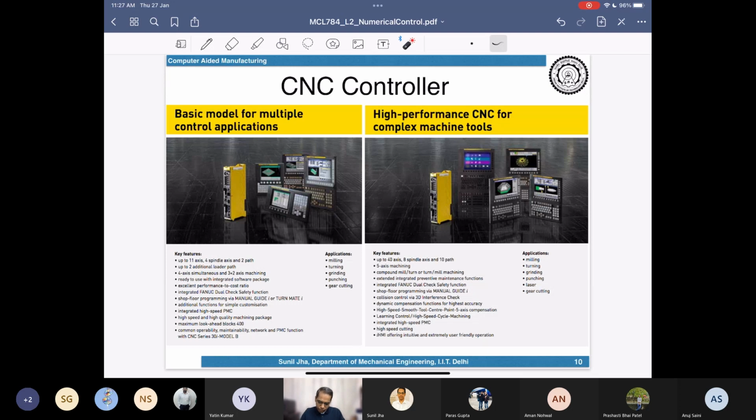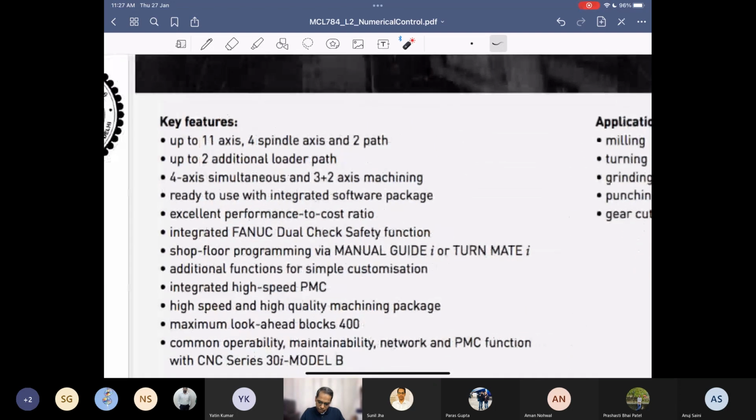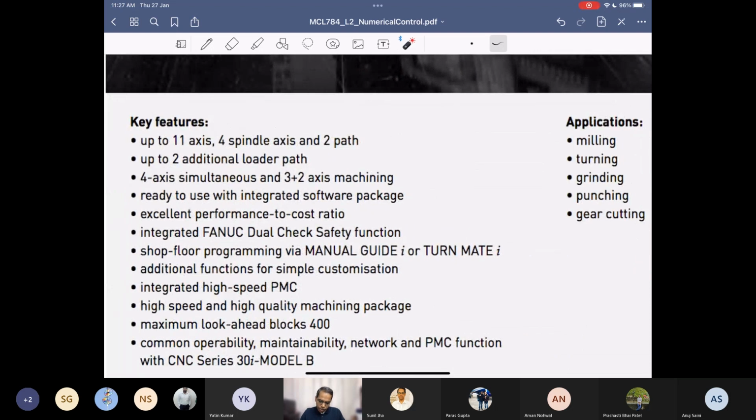So if you just go into the detail, let me zoom it out. You will see that this kind of information might be there: up to 11 axes, 4 spindle axes, and 2 paths. So the controller has been designed much beyond the basic machining operations. The applications they are mentioning are milling, turning, grinding, punching, gear cutting. So the same controller will be able to meet the different requirements over here.